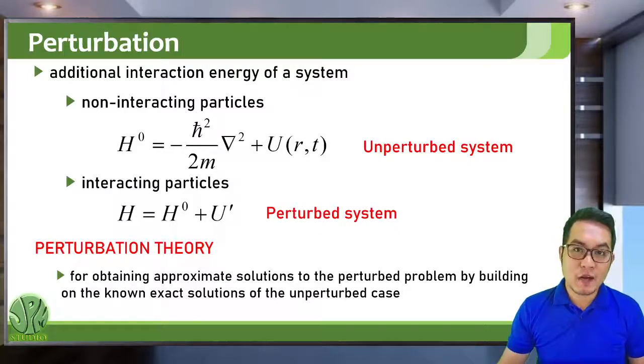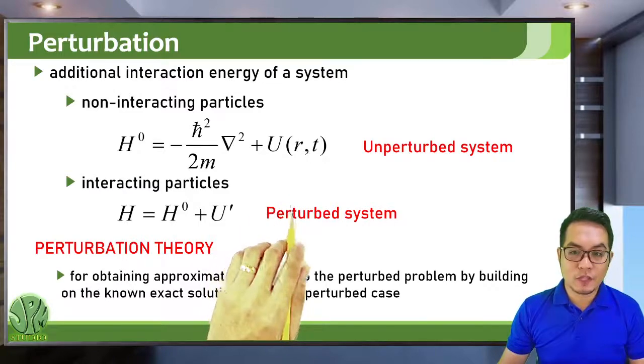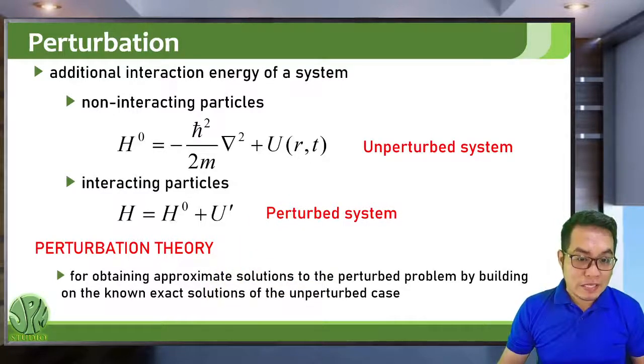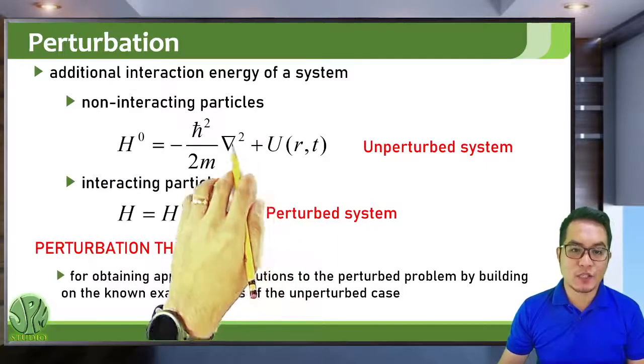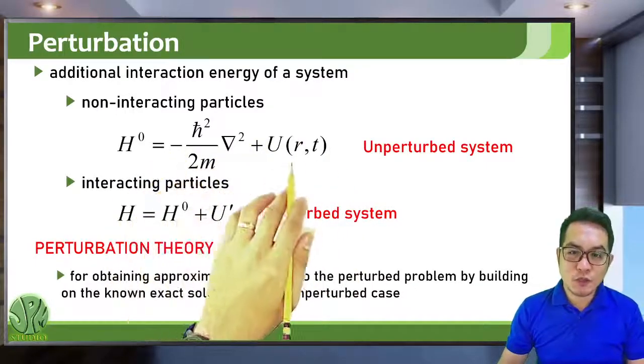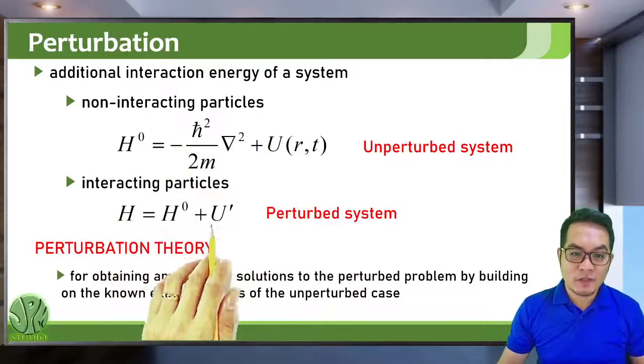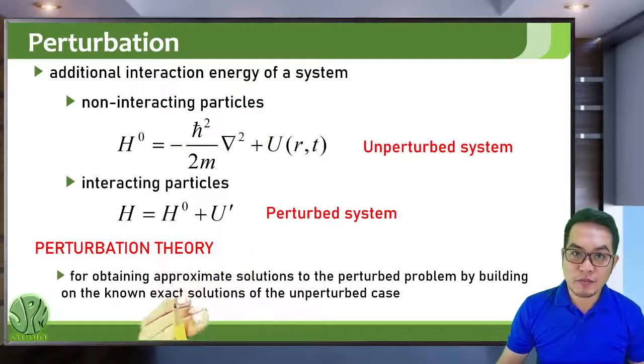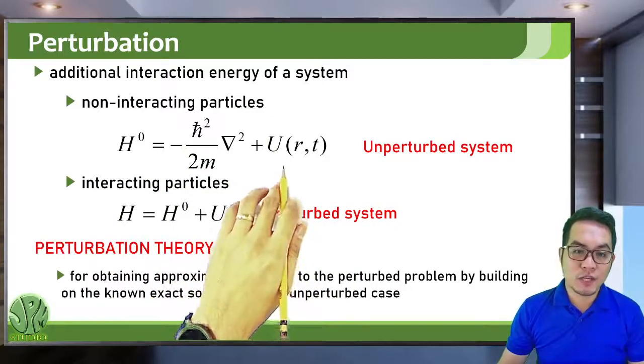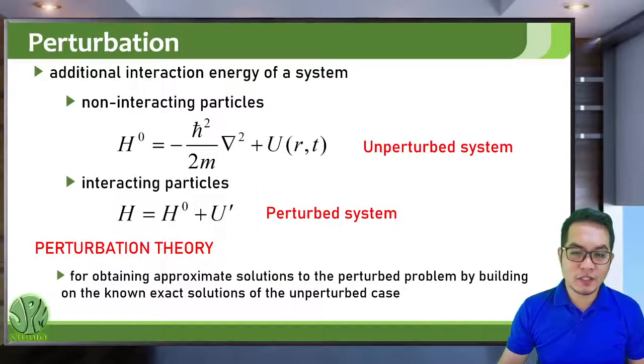So we can find approximate solutions to the perturbed problem by building on the known exact solutions of the unperturbed case. Since we already know the solutions to the unperturbed case, and since the perturbation usually is just very small as compared to the original potential, then we can approximate the solutions up to a certain order.